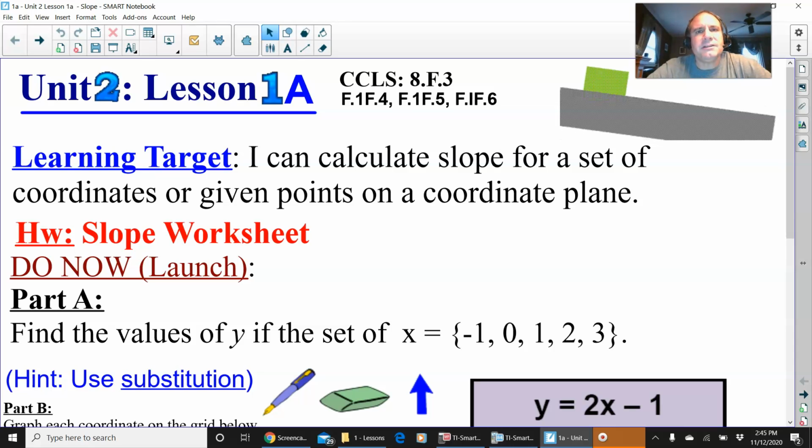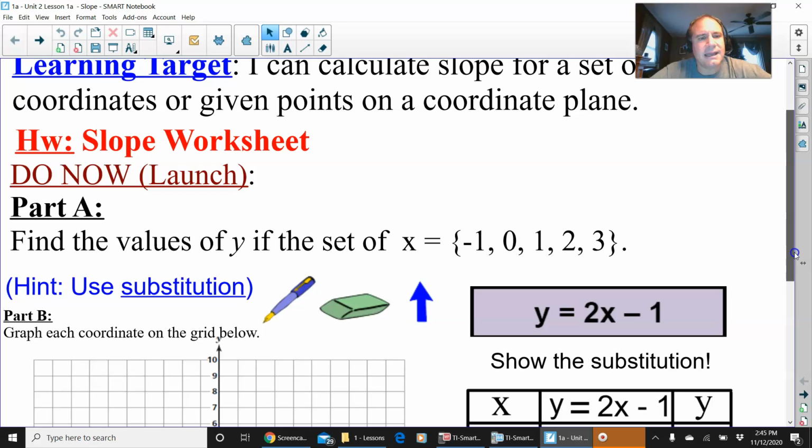Hello everyone, this is Unit 2, Lesson 1A, and we are going to learn about slope. Alright, learning target: I can calculate slope for a set of coordinates or given points on a coordinate plane, and we are going to go right into the do now.